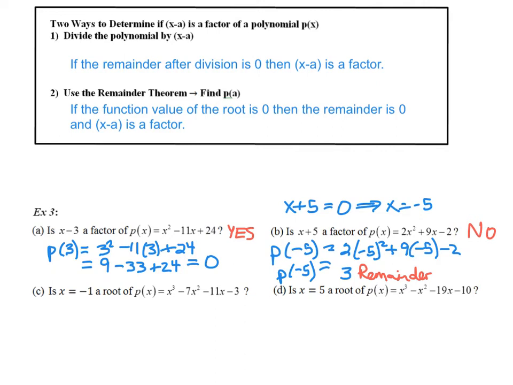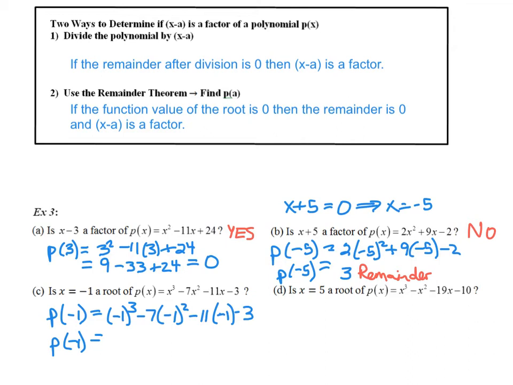In part C, it says, is x equals -1 a root? For this one, we're already given the root, so we just want to find p of -1. So we're going to say -1 cubed minus 7 times -1 squared minus 11 times -1 minus 3. And again, you can definitely use your calculator for this. You can either substitute the -1 in and do the calculation like I've done, or you can store -1 in your calculator for x and then type the polynomial on your home screen, and it'll give you the function value of the polynomial. I use that method quite a bit.